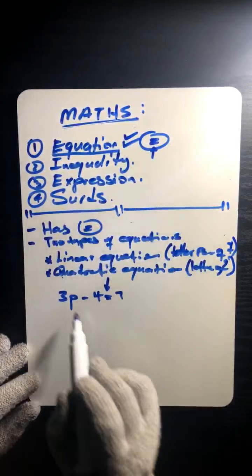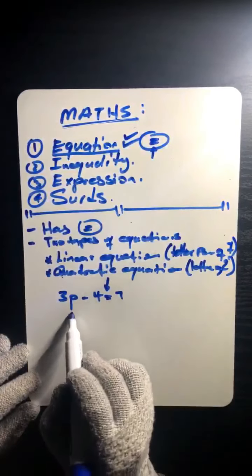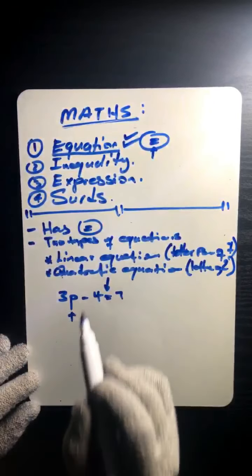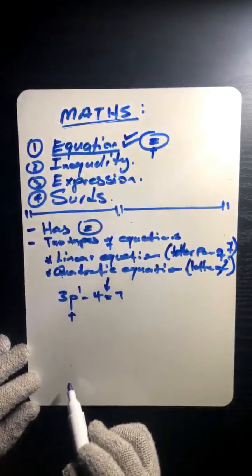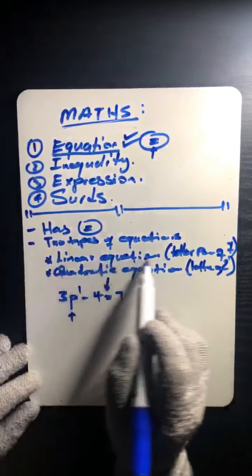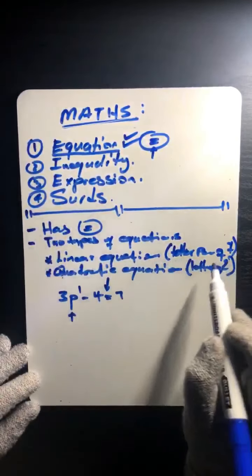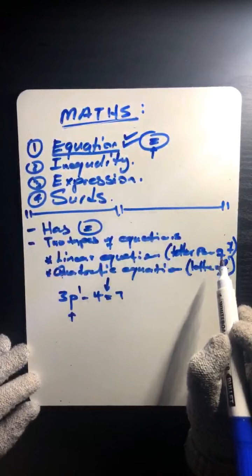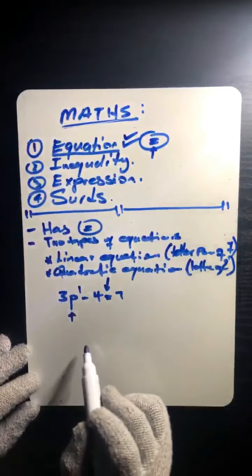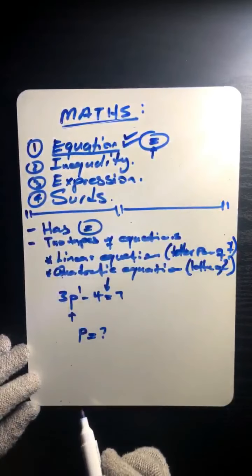So you look at the letters. Can you see how many letters we have there? You just have one letter. So you look at that letter. Does it have a power of 1 or 2? You can see it's a power of invisible 1. What does it mean? It means this is a linear equation. If it's a linear equation, this power of 1 simply means that when you solve for the unknown, p, you are just going to have one value of p.